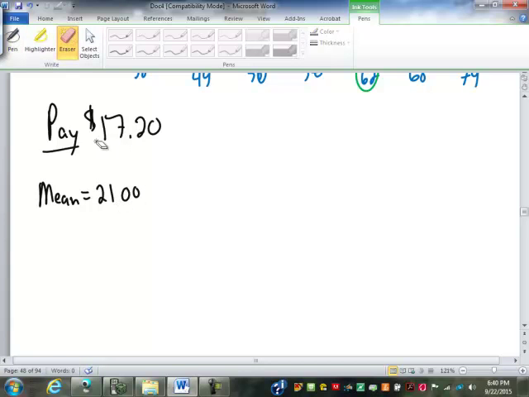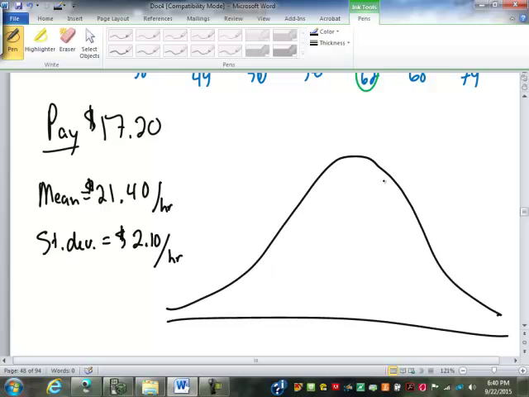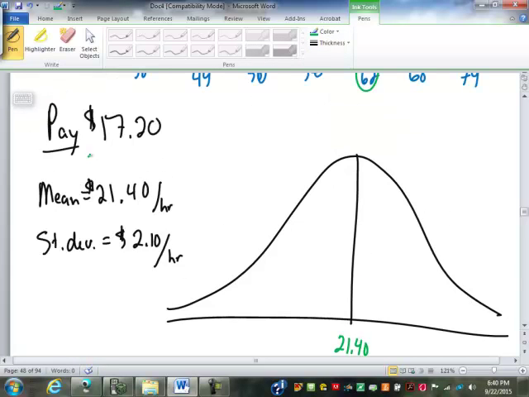is $21.40 per hour. The standard deviation is $2.10 per hour. So in the center of our curve is going to be, now a lot of people are tempted to put the 1720. Why does that not go in the center? It's not the mean. That's the single value that we're looking at. The mean has to go in the center. So 2140.